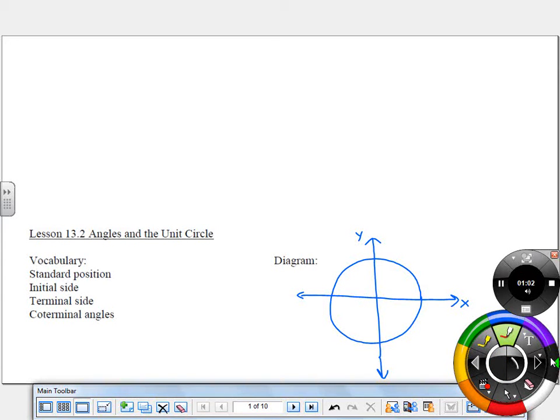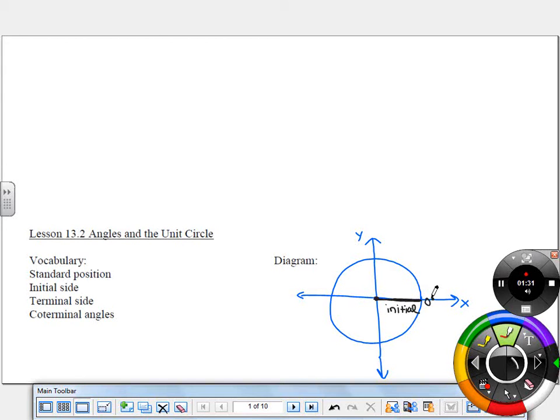Standard position is what we're going to talk about right now with the initial side and the terminal side. So basically our initial side is always going to be this positive part of the x-axis. So we're always talking about starting here. So that's our initial side. That means that that is at 0 degrees.